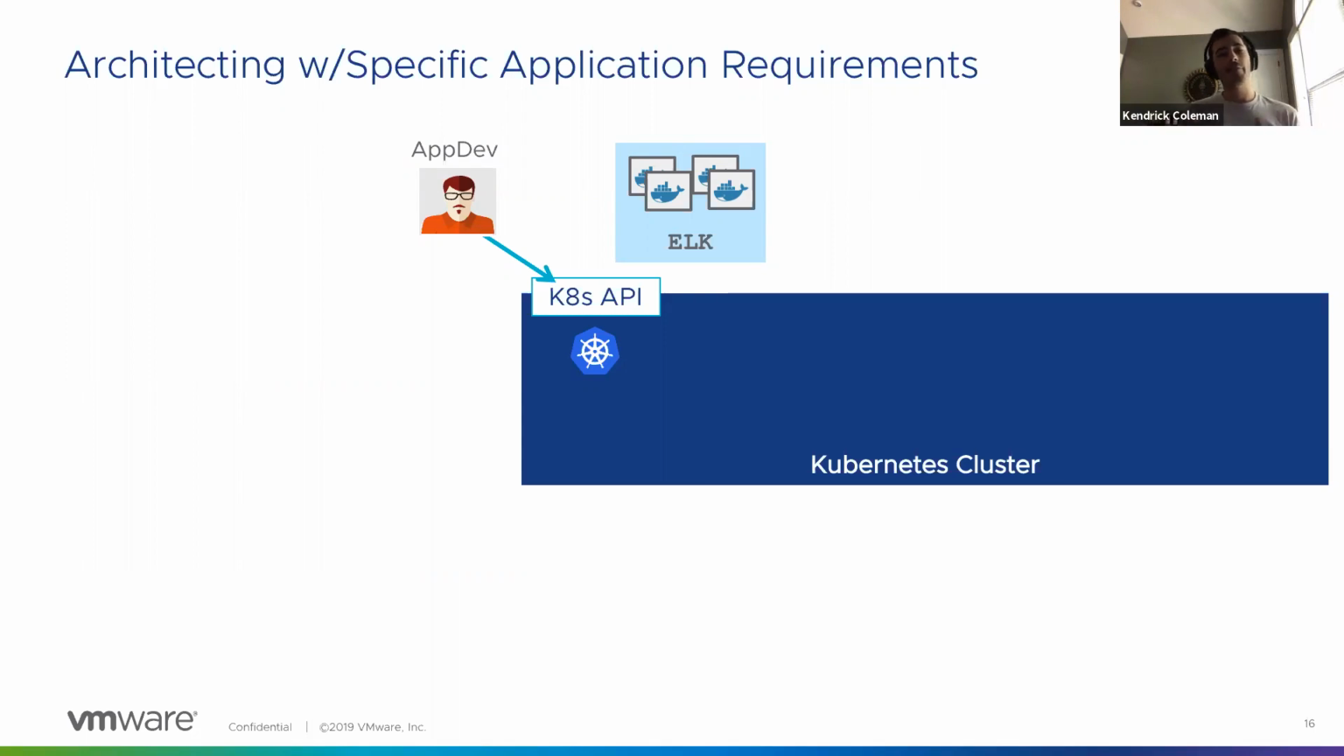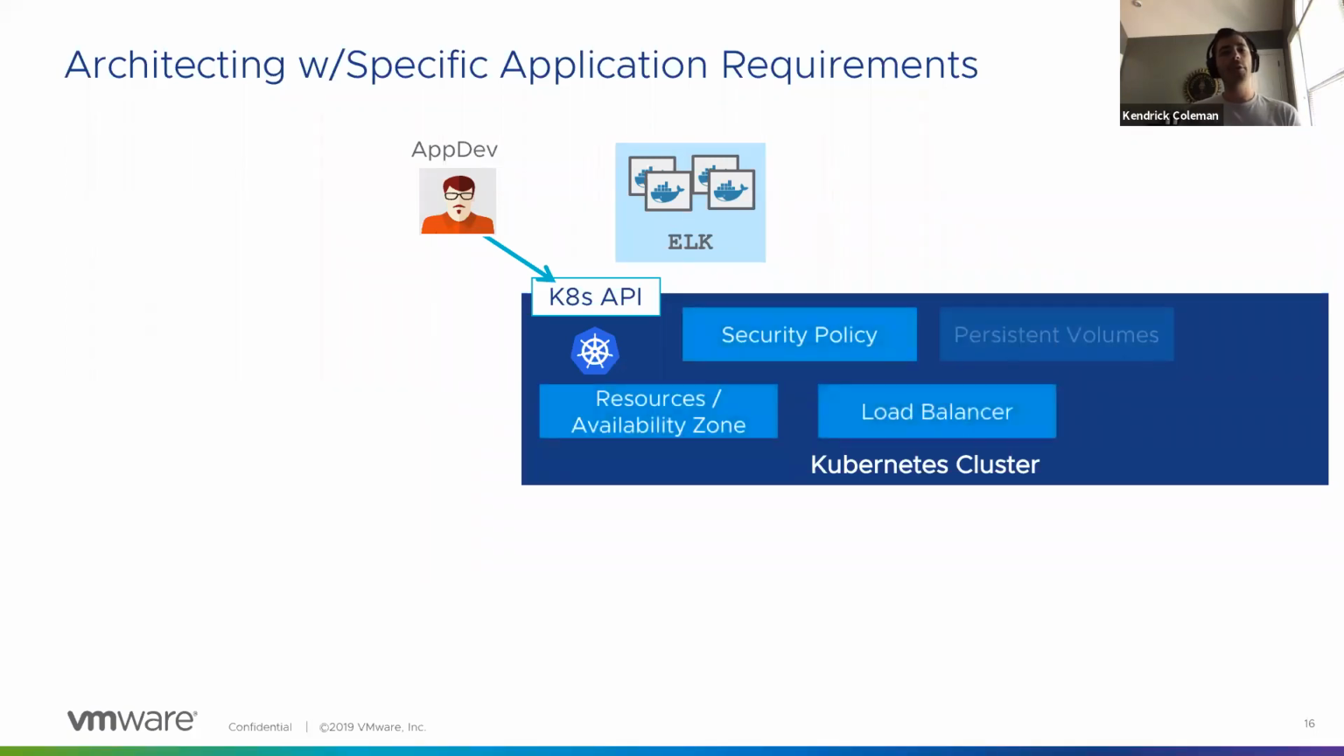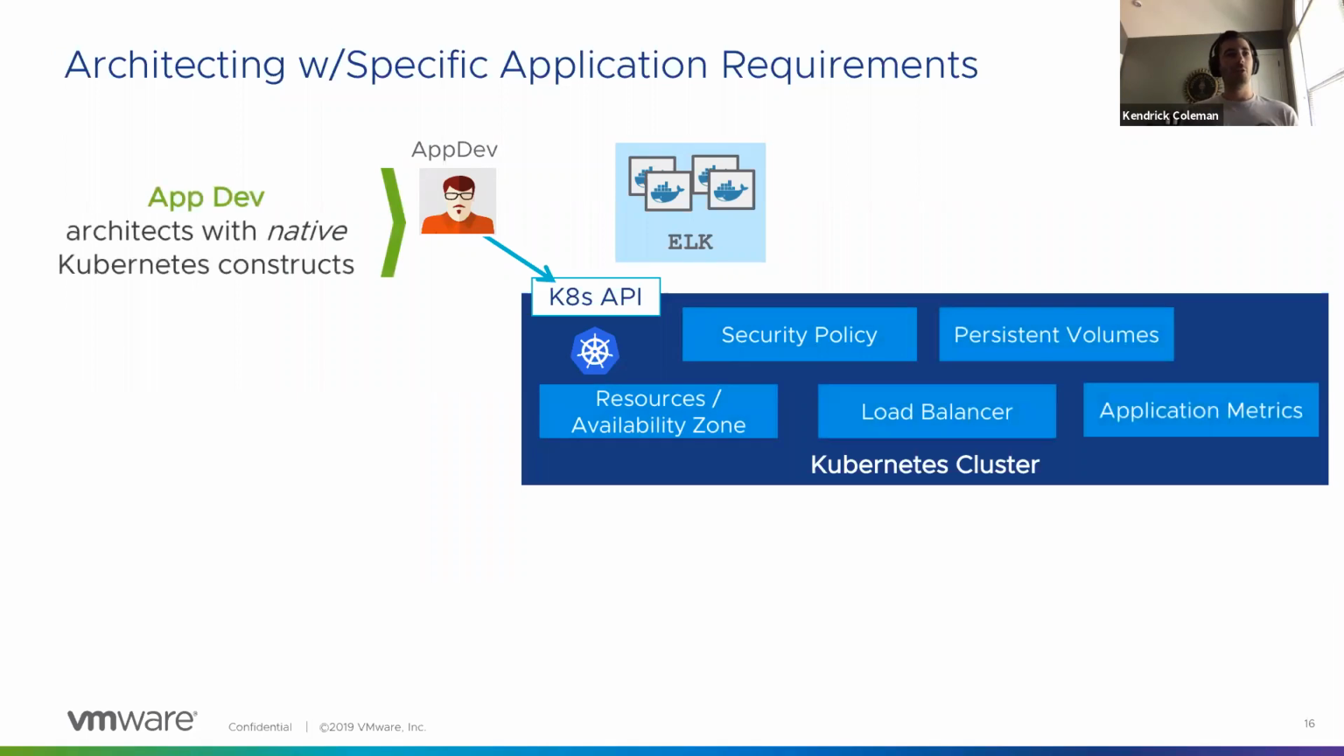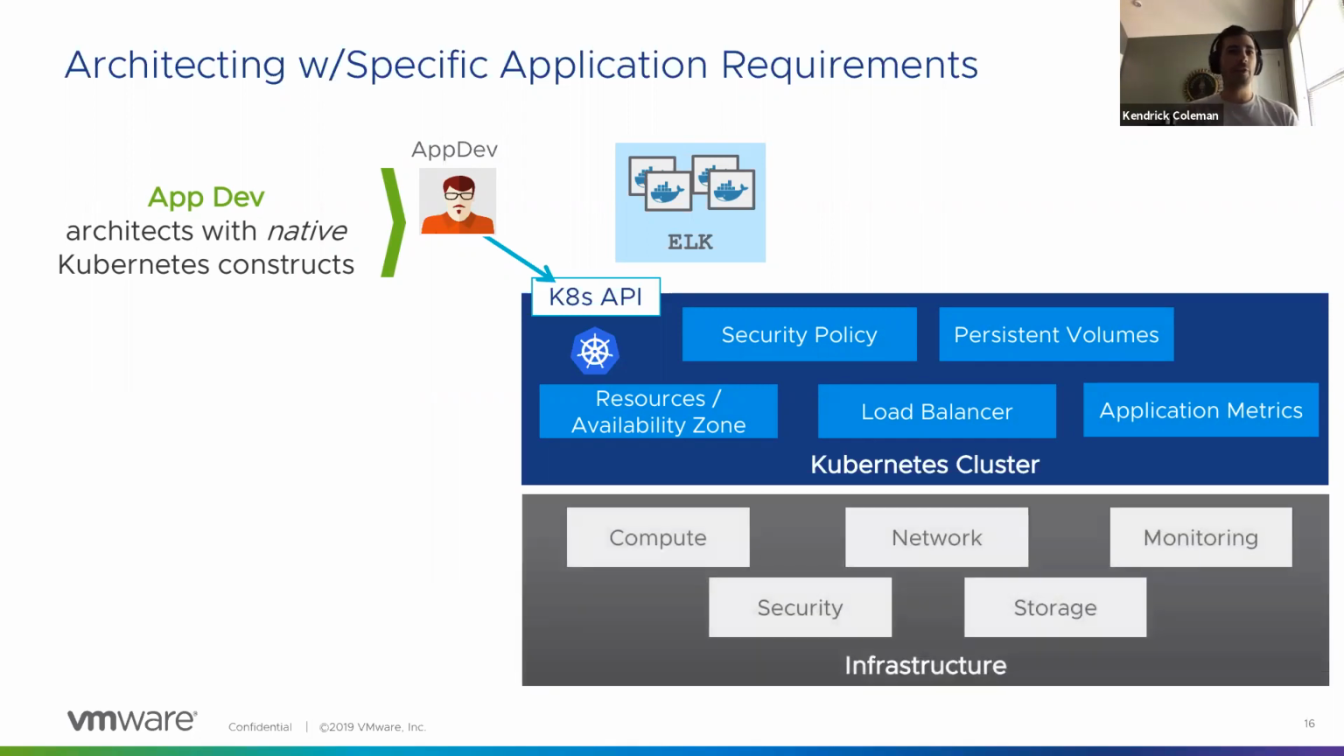It's also going to have things like how is my application storage going to be managed? Is it going to be done through persistent volumes or something else? As well as how are my application metrics going to be pushed out for continual monitoring? Now, as a vSphere admin, these can all be tied back to components that exist today. You've got your compute, security, network, storage, monitoring, all these different kinds of applications.